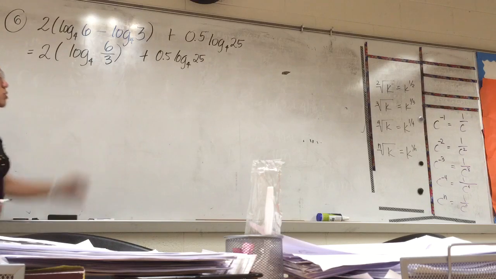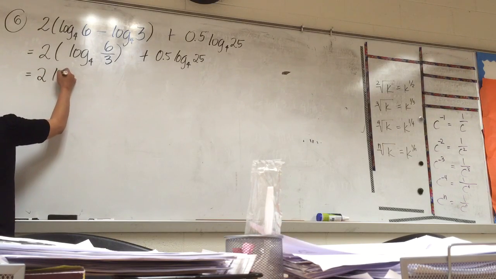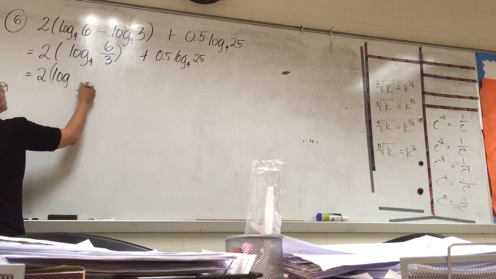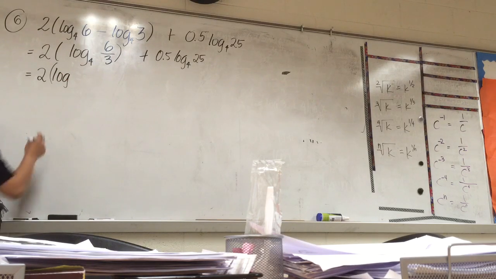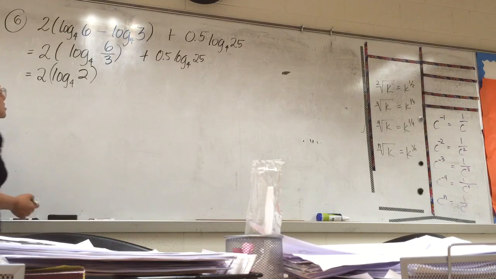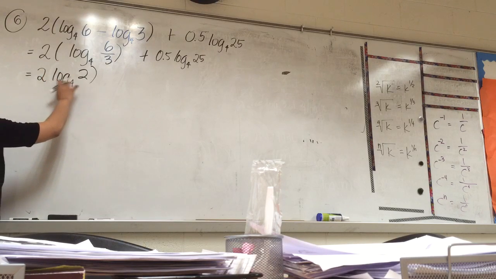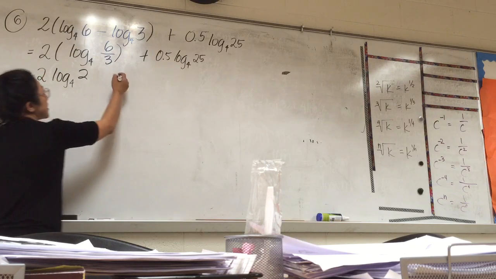You could probably do some of these in your head already, but for the sake of this problem, I'm just going to do it step by step. Class, we know that 6 divided by 3 is the same thing as 2. So I'm going to have log base 4 of 2 and just simplify it to that. Now I only see 1 logarithm inside this parenthesis, so I'm going to write it without a parenthesis. And I'm going to write the rest as well.